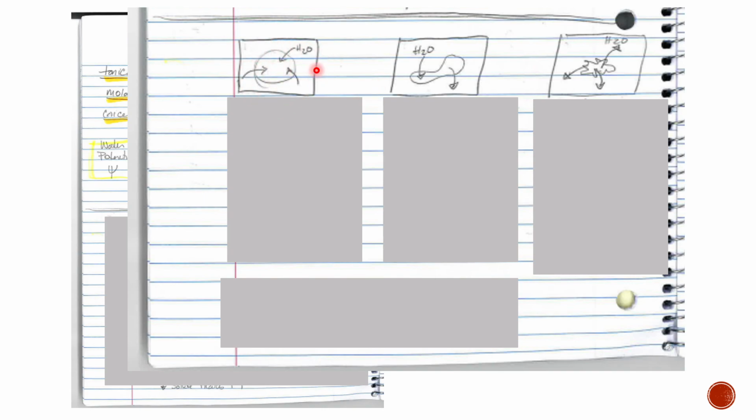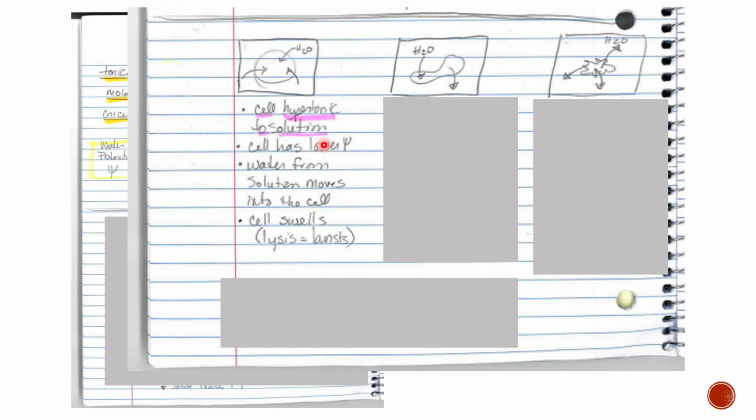Remember that one of our cells ended up being very swollen, and we said that that extra mass came from all of the water entering into the cell from the solution that it was sitting in. That cell would be hypertonic to the solution. The cell is hypertonic to the solution. So this cell is hypertonic to the solution.